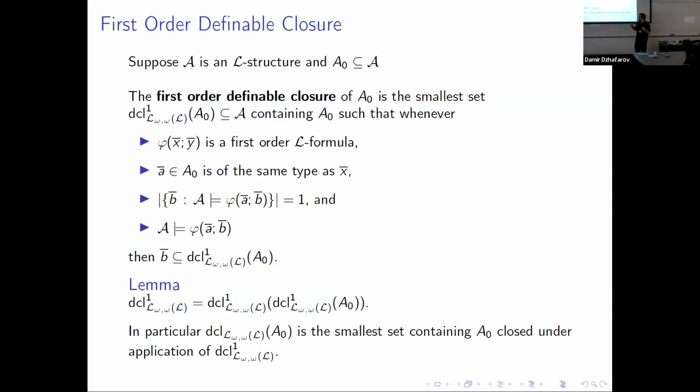Now, an important point here is that if I iterate this process with all first order formulas, I get the same thing as if I just do it once. So what this means is that this particular definition gives me a closure property. Now, in general, if I change all of first order logic to subclasses of formulas, as we'll do, this is no longer the case. You have to iterate the process to get the full definable closure.